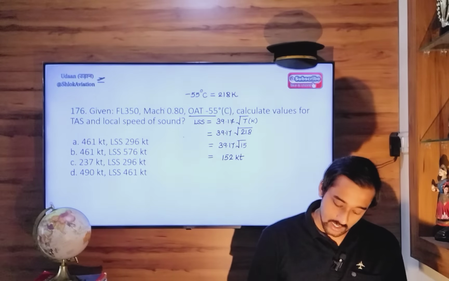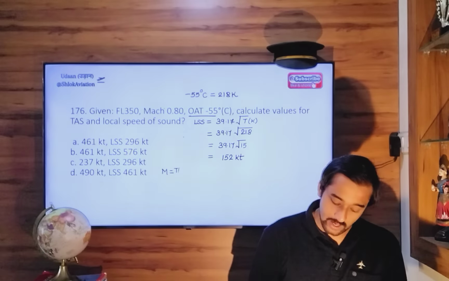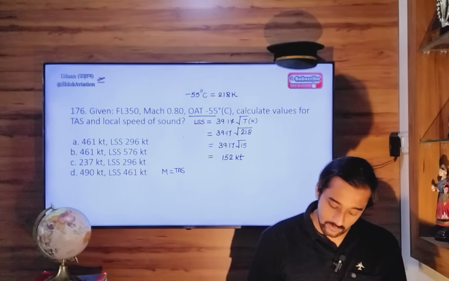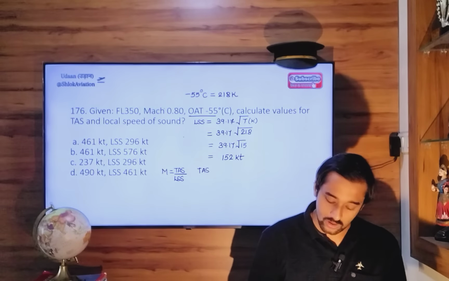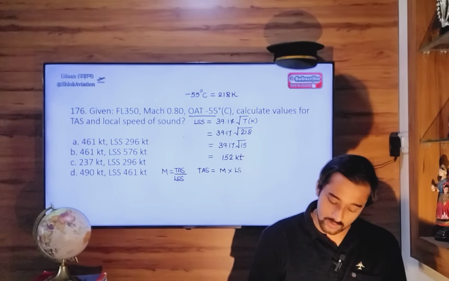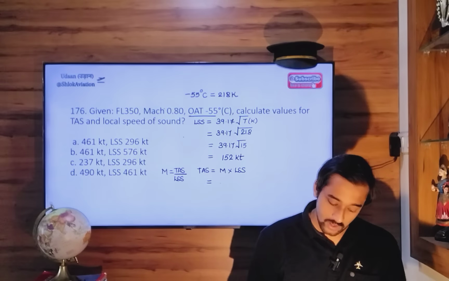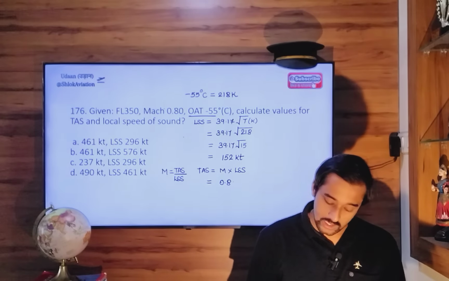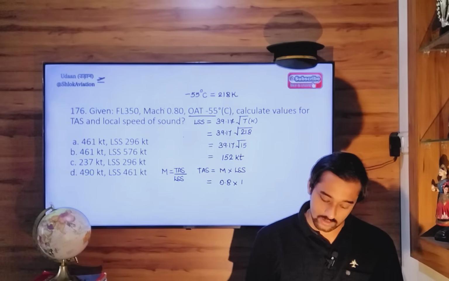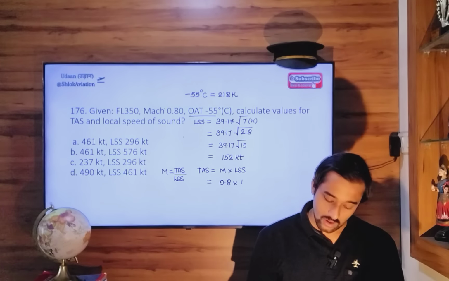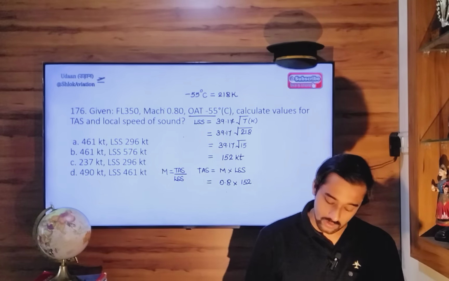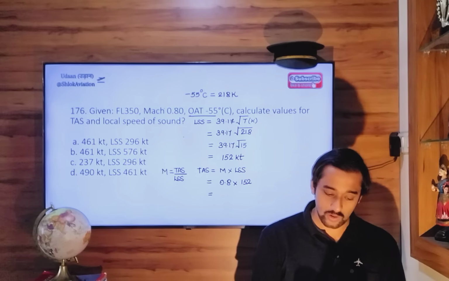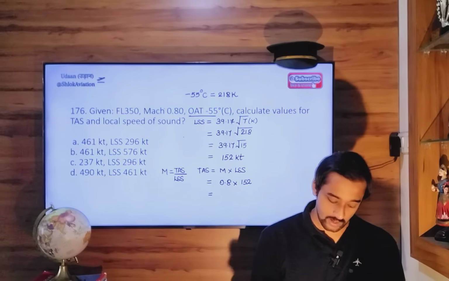Now TAS. Mach number is TAS divided by local speed of sound. So TAS will be equal to Mach number into local speed of sound. So Mach number is 0.8. Local speed of sound is 152. So 152 into 0.8 is 121.